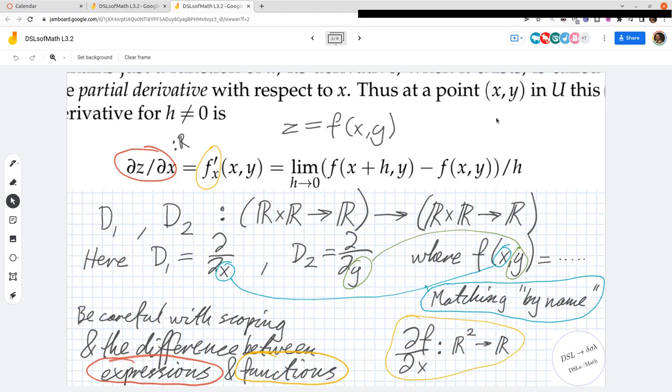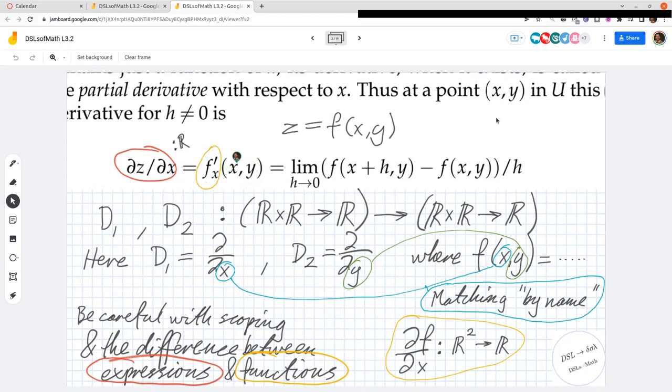But anyway, if we would have applied this del del x, this partial derivative with respect to x to f, then we would get a function out. And this is important to note, that having applied this derivative, we still don't know at what point. In the text, they say, thus at a point x, y, we compute this. So they have applied this partial derivative to the point xy.